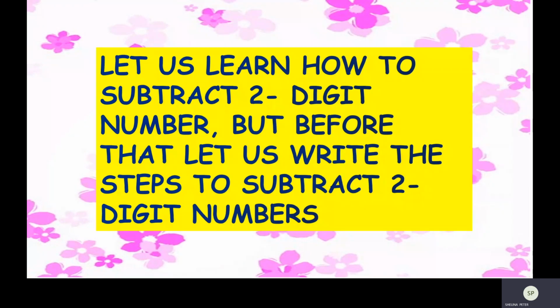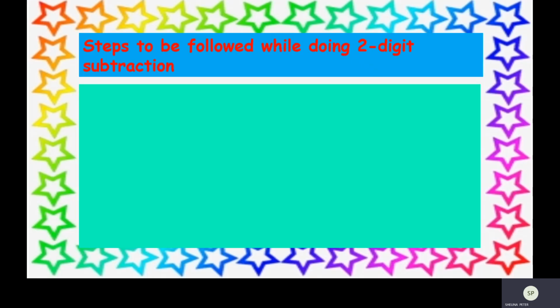Now let us learn how to subtract 2-digit numbers. So just now we saw a 1-digit number. Now let us go to the 2-digit number. But before that, let us write the steps to subtract a 2-digit number. Steps to be followed while doing 2-digit subtraction.